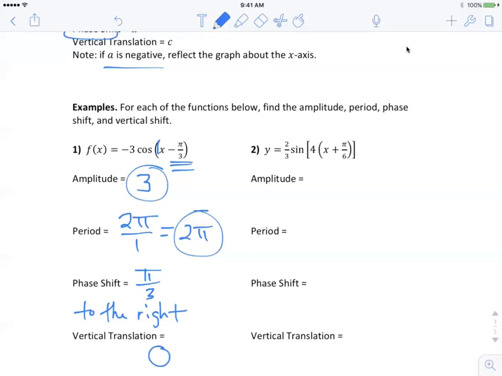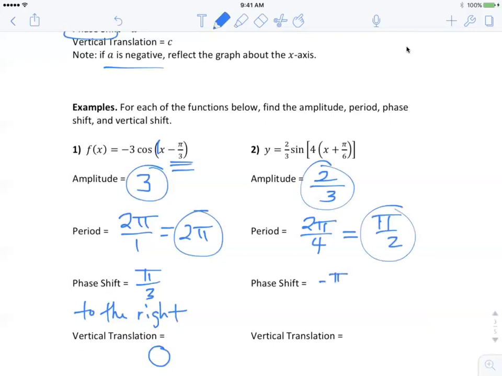For number 2, amplitude is that value right out front of the sine function, 2/3. The period is 2 pi over 4, which is reduced to pi over 2. Phase shift, I could say negative pi over 6. It's opposite that sign. Or just say pi over 6 units to the left.